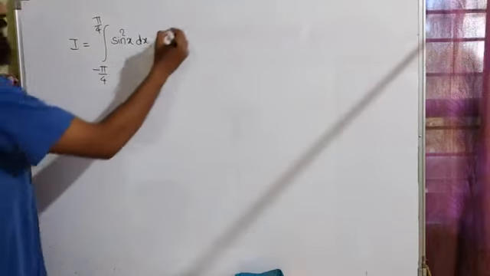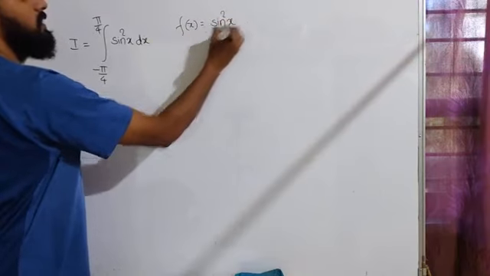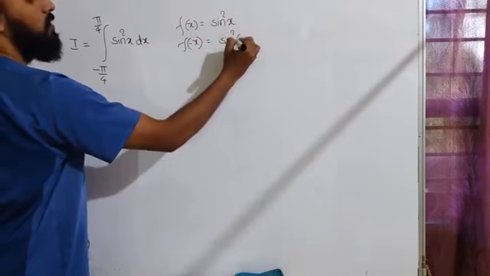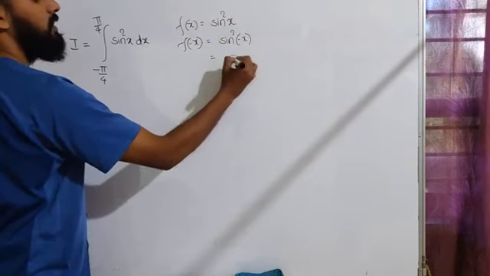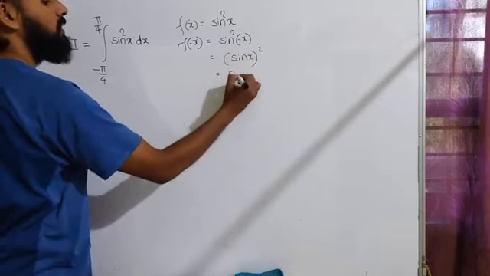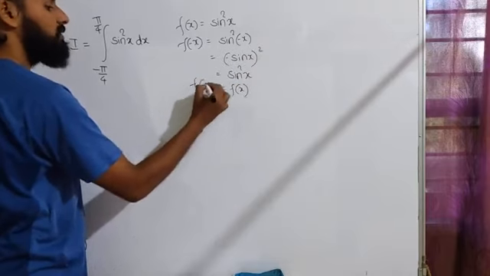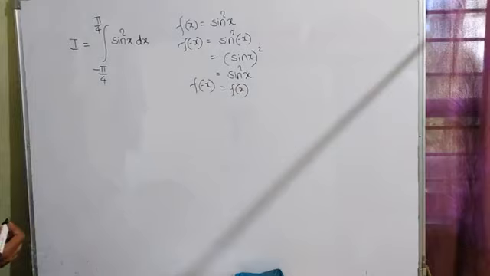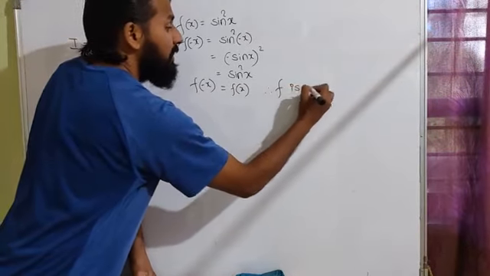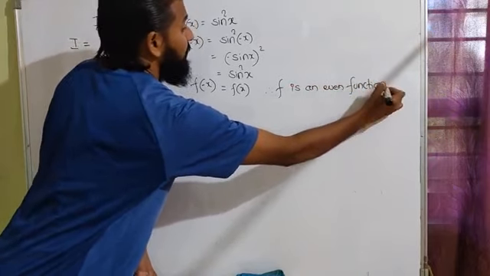Let's take the function f of x. Let f of x be equal to sine square x. Let's replace x with minus x. So I'll be getting sine square of minus x, or you can write minus sine x the whole square, which is nothing but sine square x, which is f of x. Which means f of minus x is equal to f of x. Therefore we can say f is an even function. In this case we got that f is an even function.